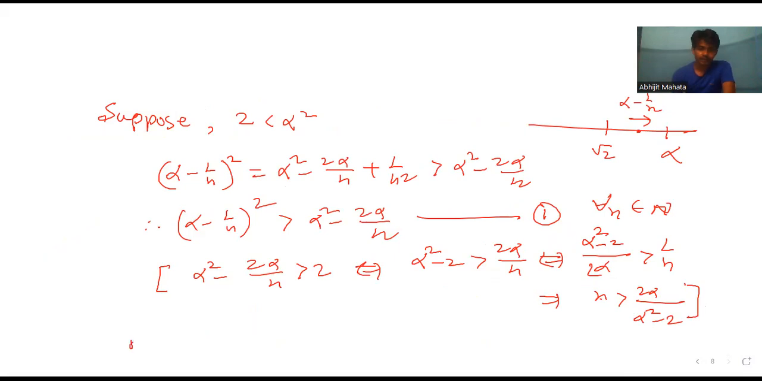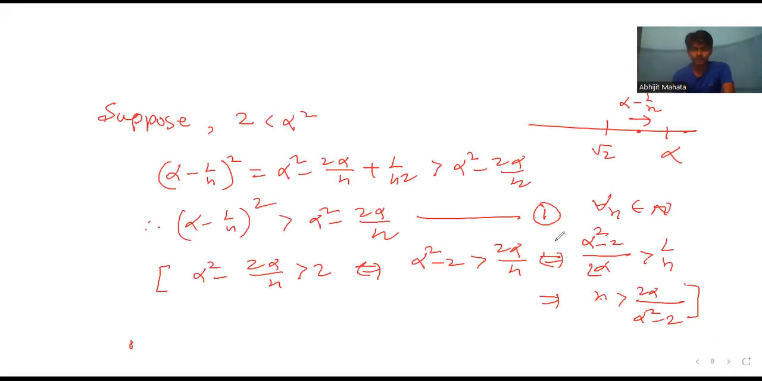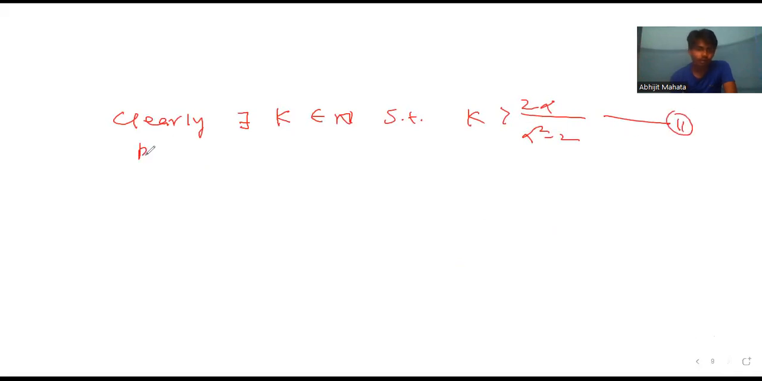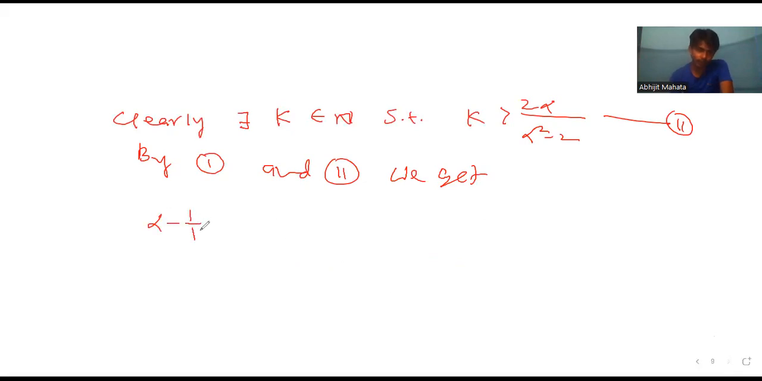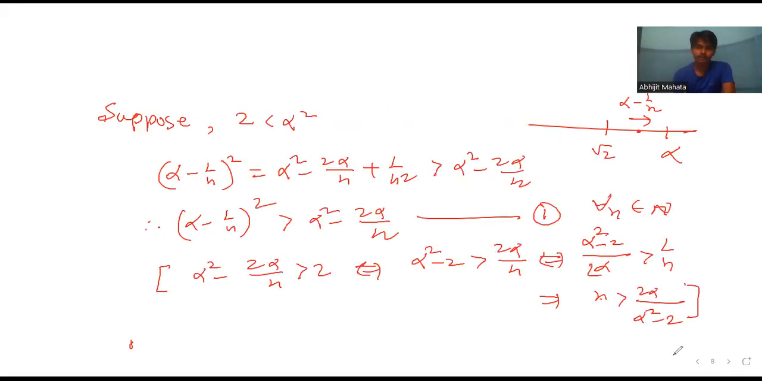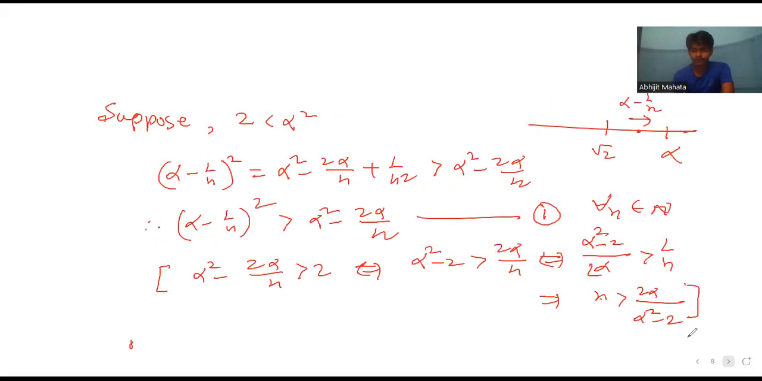So clearly there exists, I call it again k, belonging to the natural numbers, such that k is greater than 2 alpha divided by alpha square minus 2. Let's call this 2. So now using 1 and 2, we put alpha minus 1 by k, whole square. We know this is greater than alpha square minus 2 alpha by k. And now by 1, this is greater than 2.